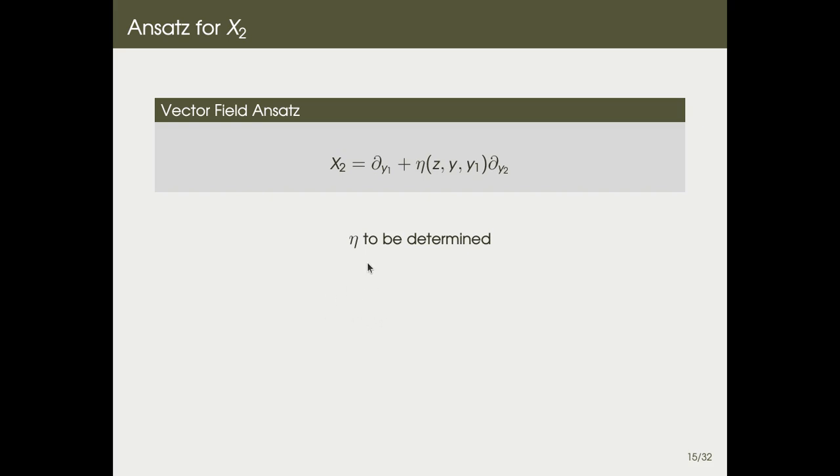Then we need the second vector field, and we propose this vector field following this ansatz, where eta is to be determined. In many examples in our research, we have found that this ansatz works very well. Indeed, we have proven that we can always find a vector field of this form, but this is still a work in progress.